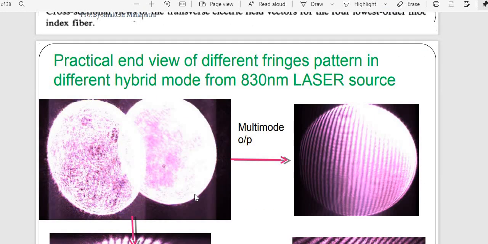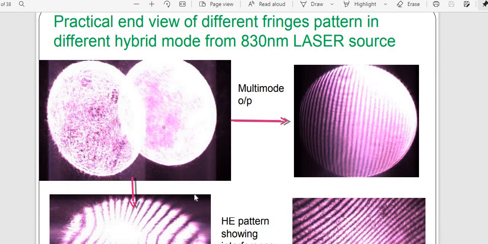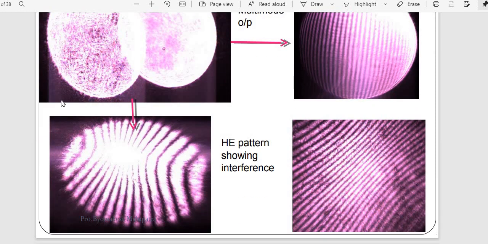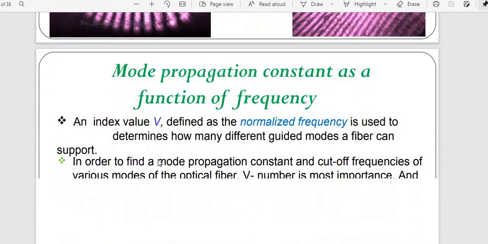Next, we have seen the practical end view of different fringe patterns in different hybrid modes from a 30 nanometer laser source. So this is the way we get the HE patterns. See over there, this I have already covered. So briefly, I'm just taking an overview of that.